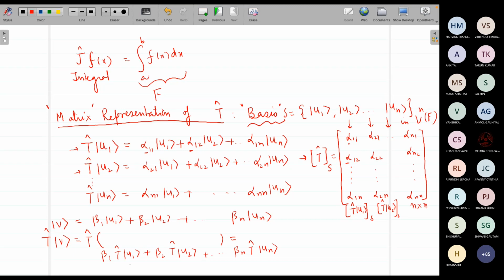Absolutely right. But see the important point. I only needed to know my T u1, T u2, T un, and then I will be able to know the operation of T on any generic vector. So by knowing what my linear operator does to the basis vectors, I can find out what happens to any general vector also.